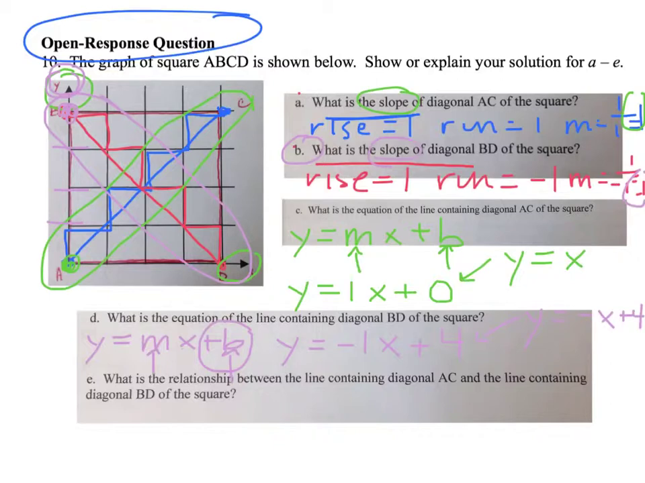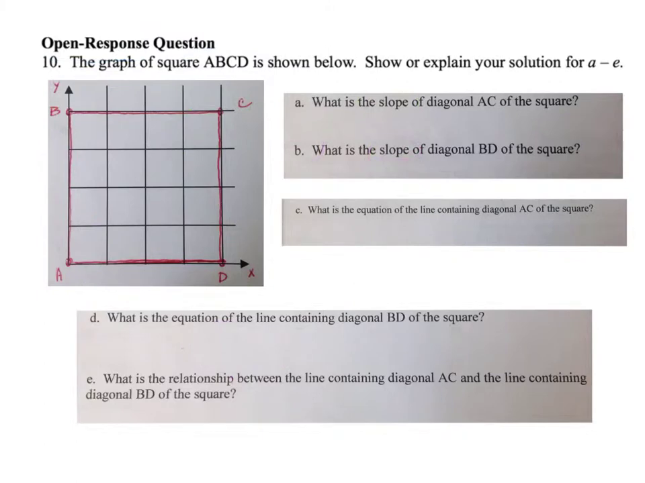So part E, what's the relationship between the diagonals? Let me see if I can clear this screen real quick, because then we can look at the diagonals a little bit more. Again, that first diagonal that I drew was a blue line. Here is that first blue line. And then my second one was a red line. So there's my second one. And what do I know about the diagonals of a square?